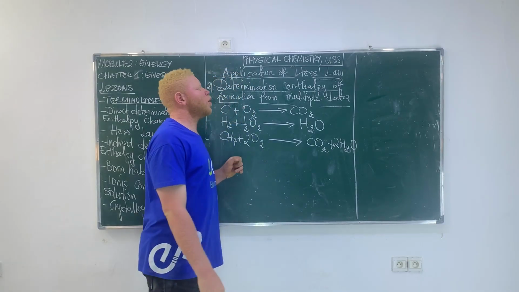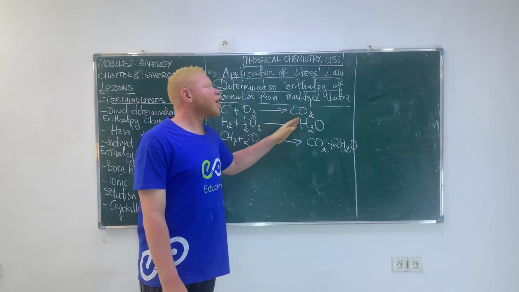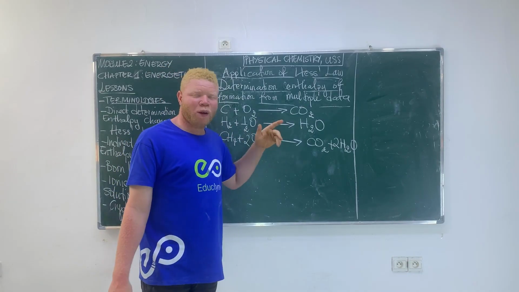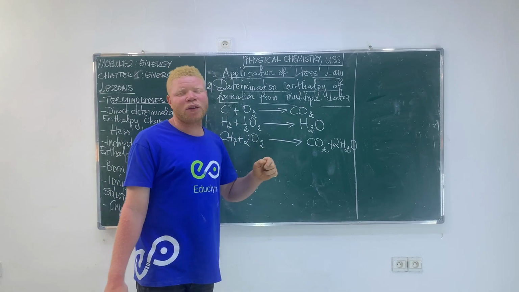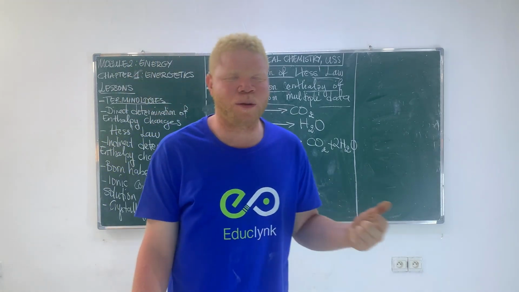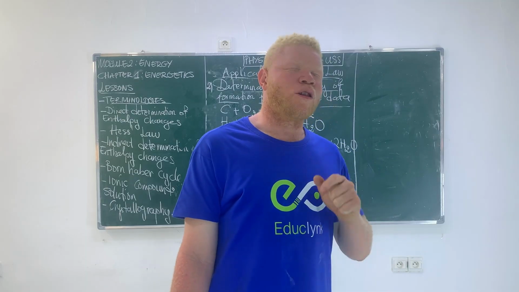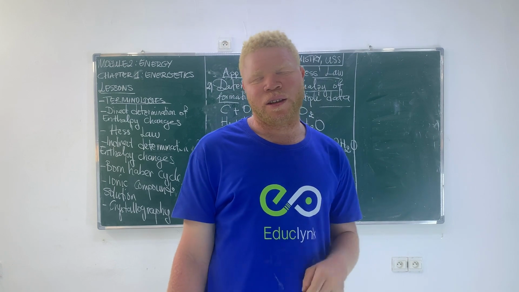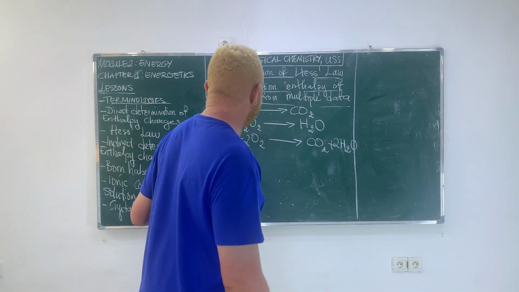So the first equation is the enthalpy of formation of carbon dioxide. The second is the enthalpy of formation of water. The last equation is an enthalpy of combustion. Remember that combustion takes place in the presence of oxygen. So the complete conversion of an organic compound will yield two compounds, carbon dioxide and water. These are the three equations.